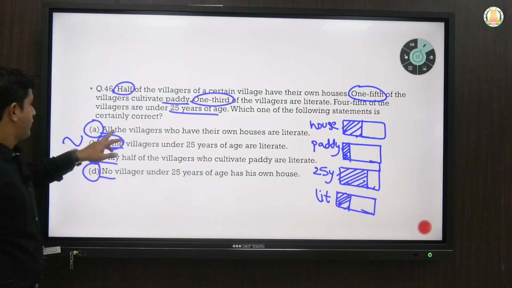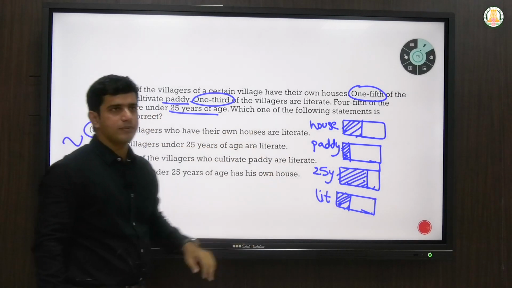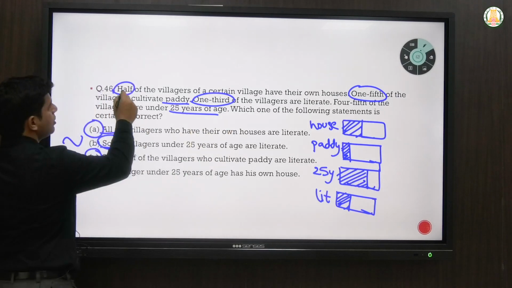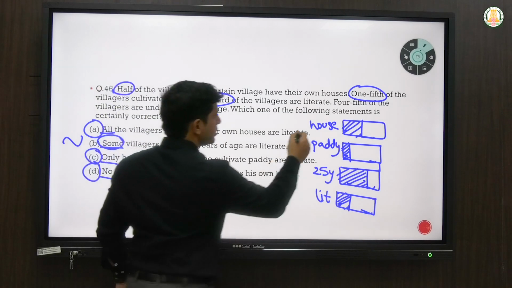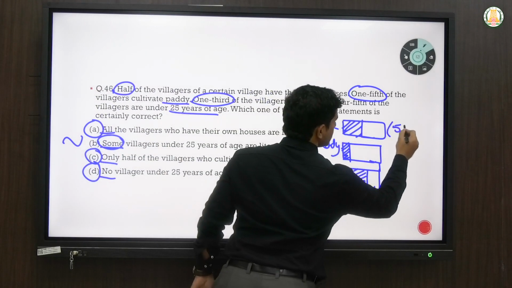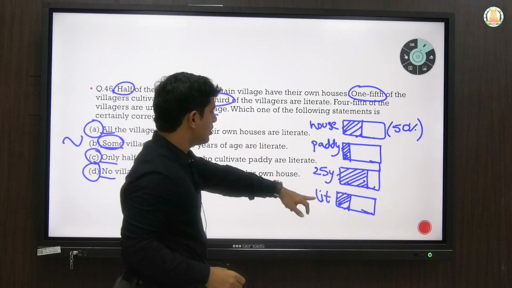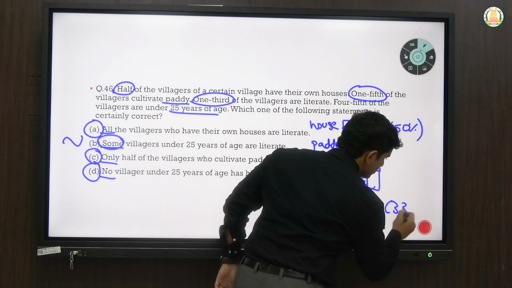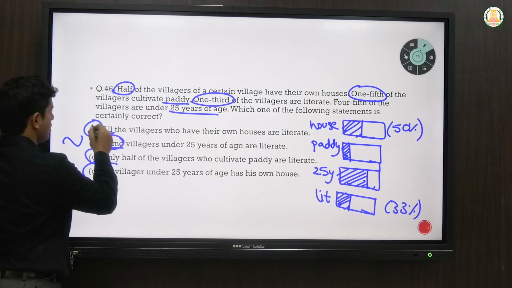Now let's see the first statement: all the villagers who have their own houses are literate. Now what is he saying? All the villagers who have their own houses. We know half of the villagers have their own houses. That means 50%. But what is he saying? They are literate. But you know literates are only 1/3. That is only 33%. 50 and 33 are not the same. So you can eliminate option A.